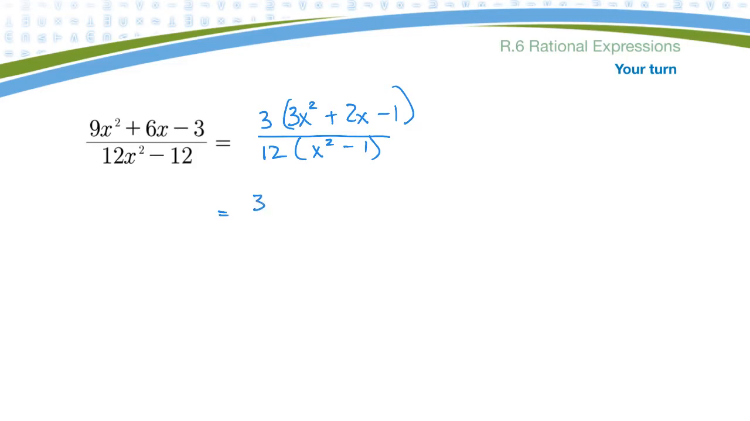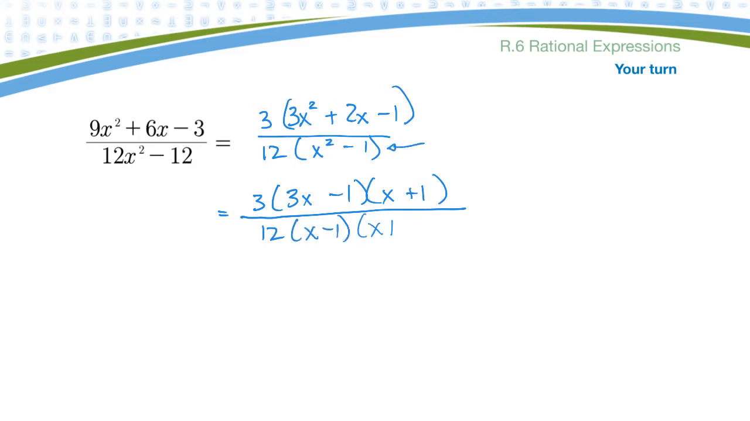Now on the top, I wonder if I can factor that. I think so. So 3x and x. And I'm thinking a positive 1 here, and a minus 1. Let's just check. 3x squared plus 3x minus x is 2x, and a minus 1. Yeah, that factors properly. Over 12, and then this is a difference of squares. So it's x minus 1, x plus 1. So these are a factor of 1, they go away.